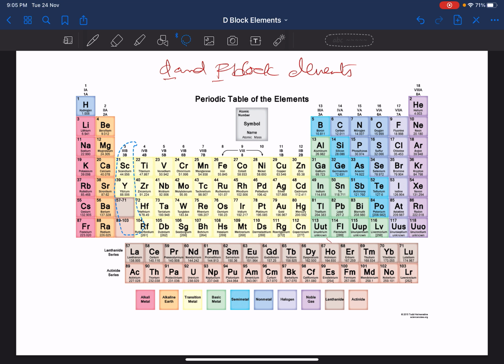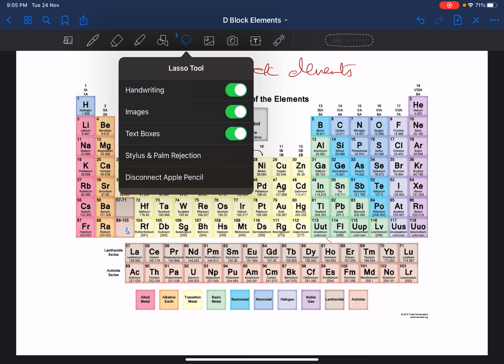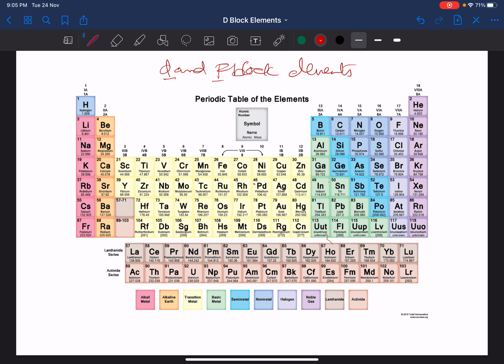What are those d series? The first is the 3d series, the second is the 4d series, then the 5d series and the 6d series. The 3d series has a complete 10 elements, as do the 4d series and the 5d series. Whereas the 6d series is an incomplete d series, an incomplete period.